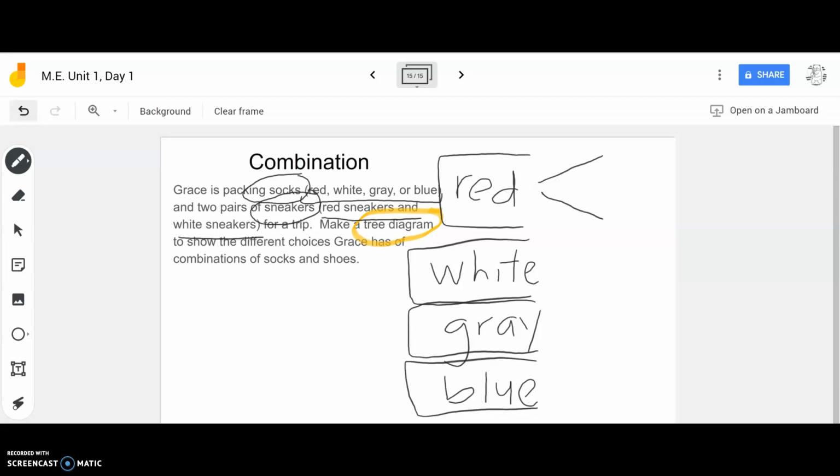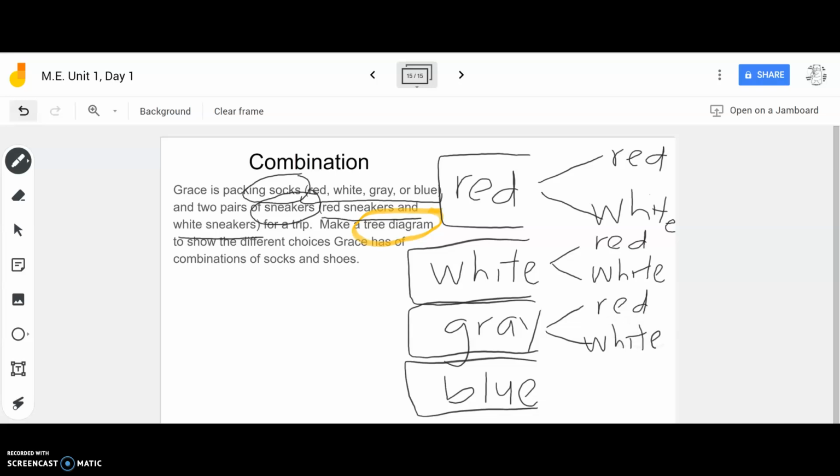So my red gets 2 because there are red sneakers or white sneakers. Squeeze it in. My white socks can also get red sneakers or white sneakers. My gray gets 2 because there are 2 again. That never changes. I'm matching my category every time. Red and white.